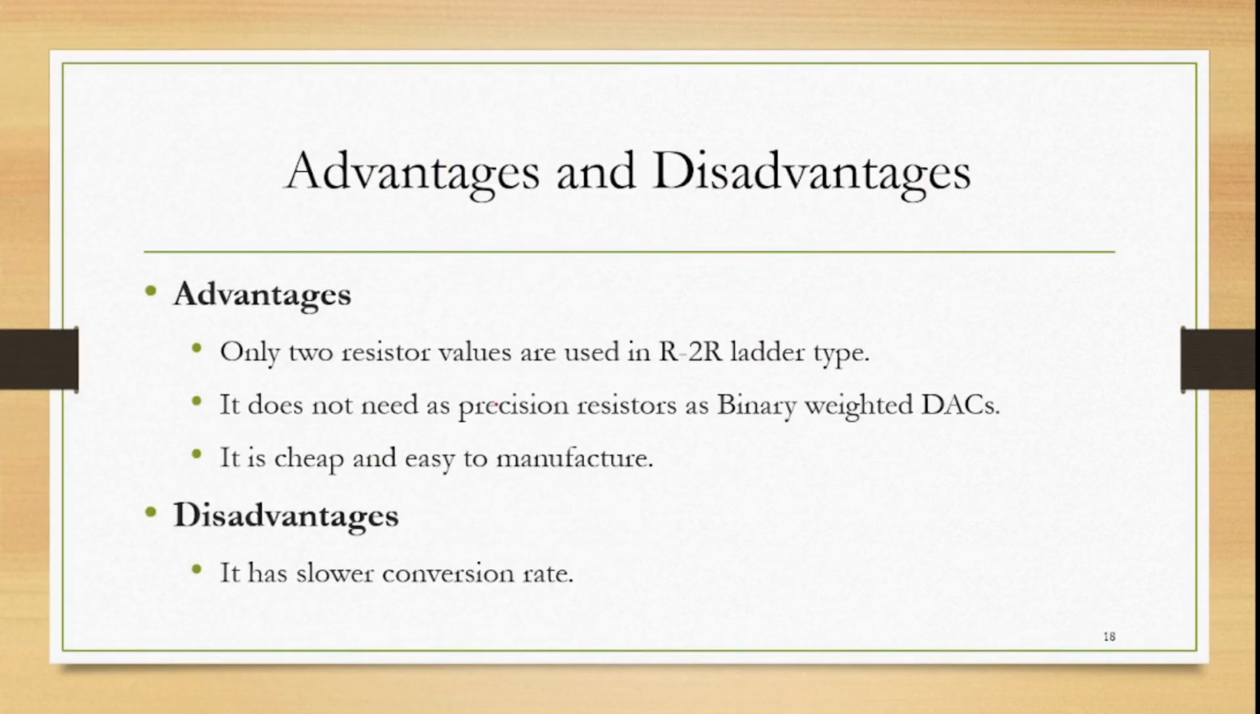What are the advantages of this particular R2R ladder type DAC? The very first advantage is that it is only using 2 resistors. The second is it does not need any precision resistors as in binary weighted resistors, and it is very cheap and easy for the manufacturer because only 2 resistors are there. But it has a disadvantage of slow conversion rate. So the rate is slow, so this DAC is slower.